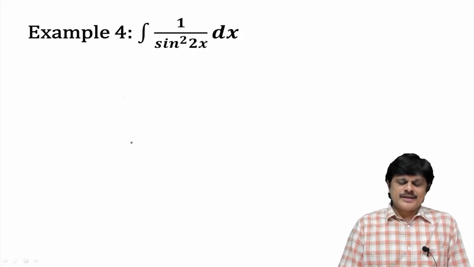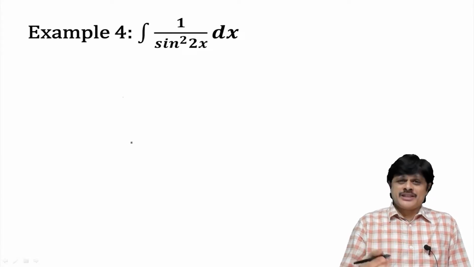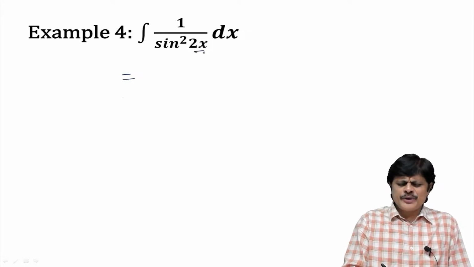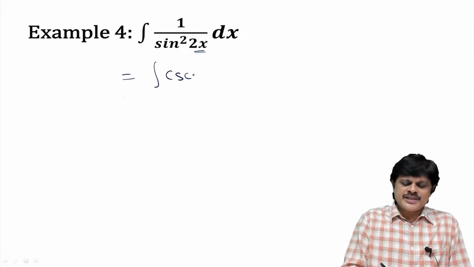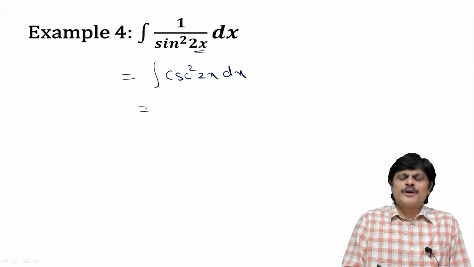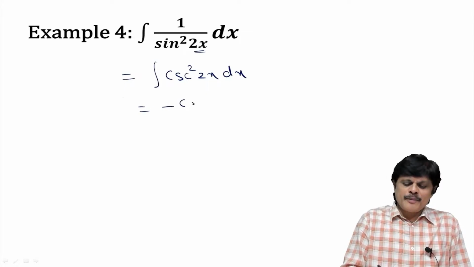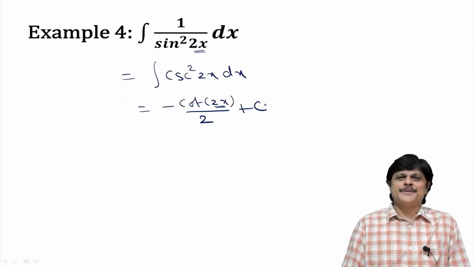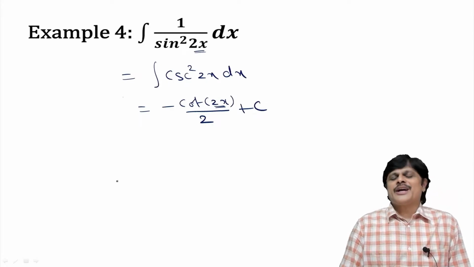Next problem. Sometimes we think too much for a simple problem also. It is 1 by sine square x dx form, sine square 2x, whatever it is. Okay, so 1 by sine means cosecant square. So this is cosecant square 2x dx. And what is integral of cosecant square? Minus cot 2x by 2, because 2x is a linear term, so divide by 2, plus constant. Problem is done. Okay, so this is what happens.